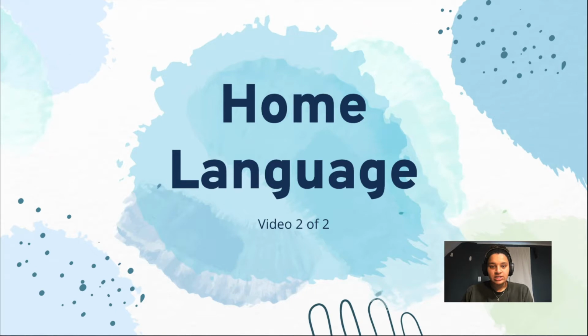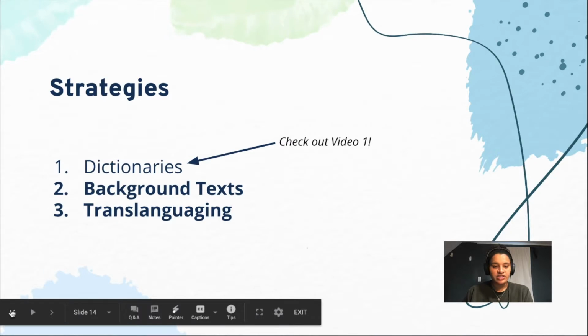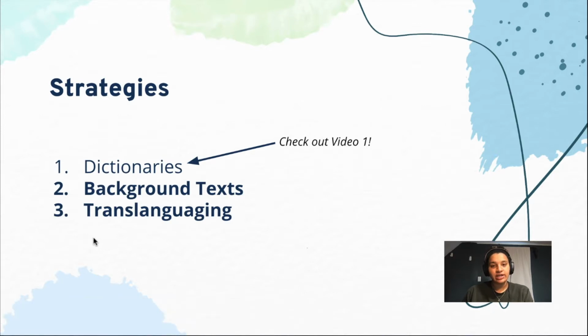So this is the second video on how to use home language as a resource in your science classes. This video is going to focus primarily on two different strategies, the use of background texts and translanguaging.